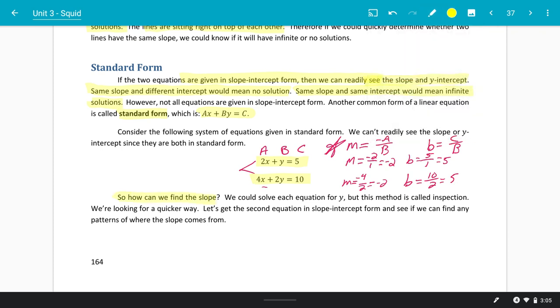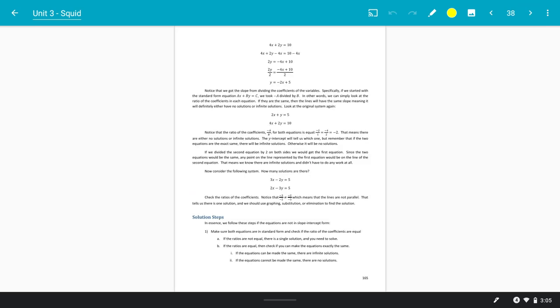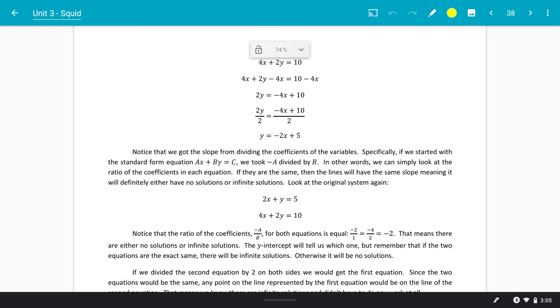So how can you find the slope? Well, we could solve each for y, but this method is called inspection. So we're looking for a quicker way. Let's get the second equation in slope-intercept form, see if we can find any patterns where the slope comes from. As we simplify it and put it in slope-intercept form, notice that we got slope from dividing coefficients of the variables. Specifically, we started with the standard form, and we took negative a and divided by b. In other words, we simply took the ratio of the coefficients of each.